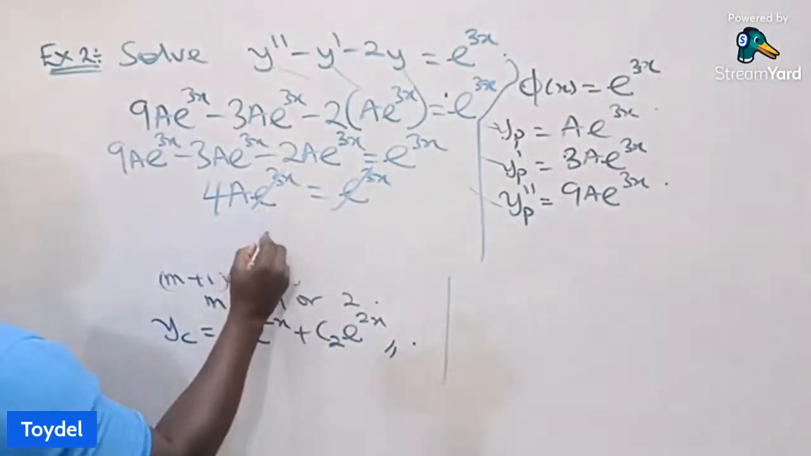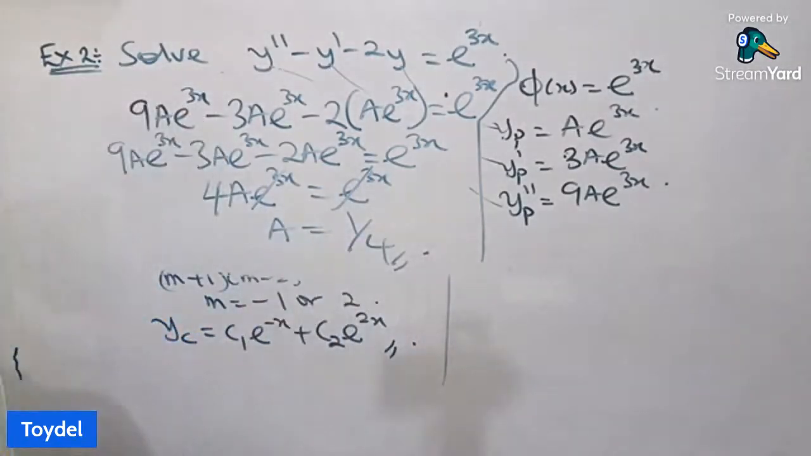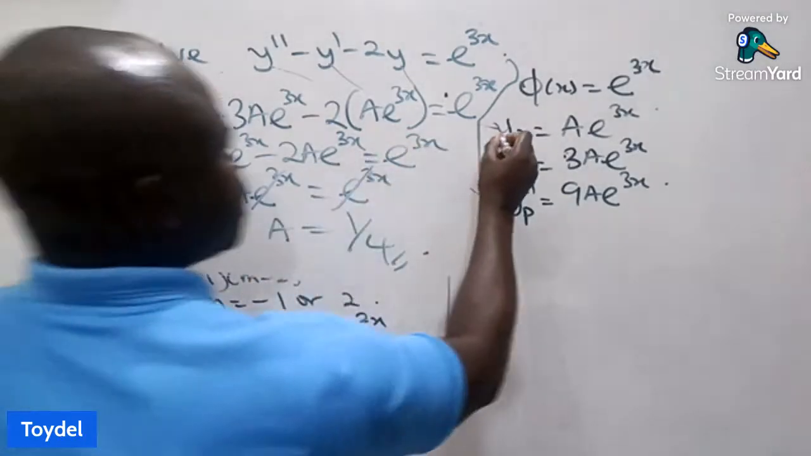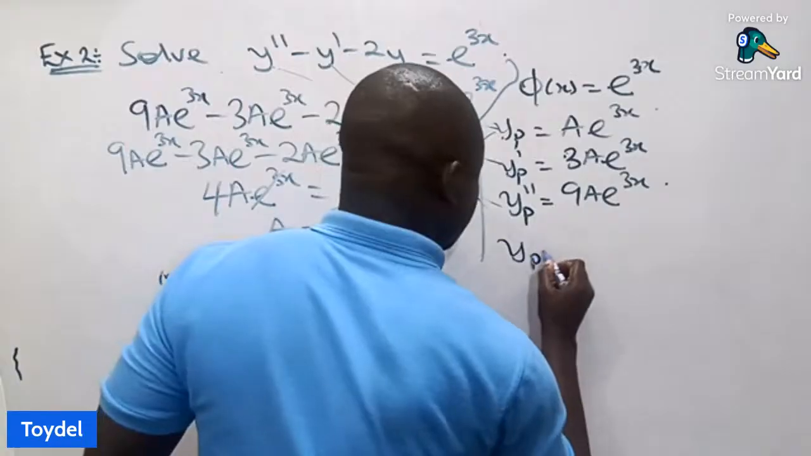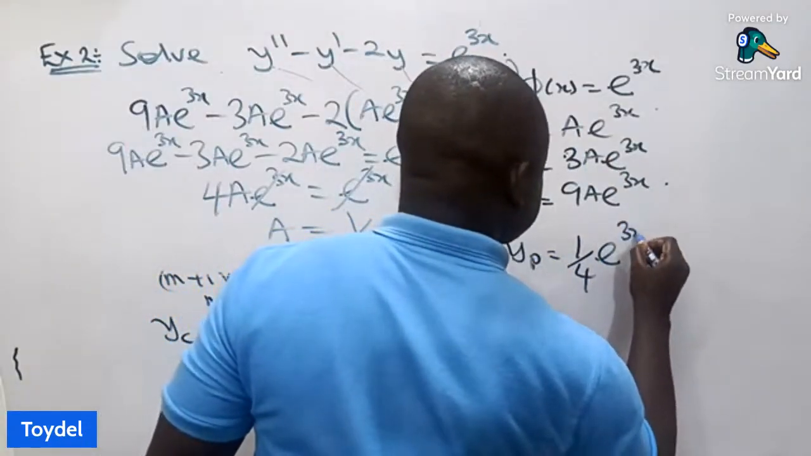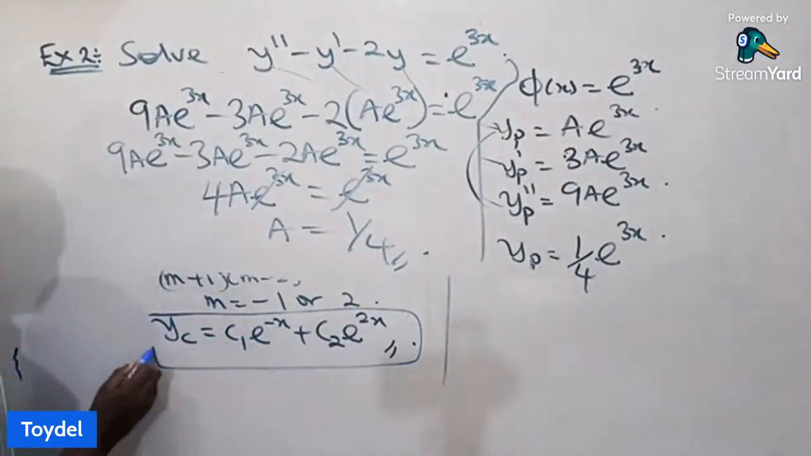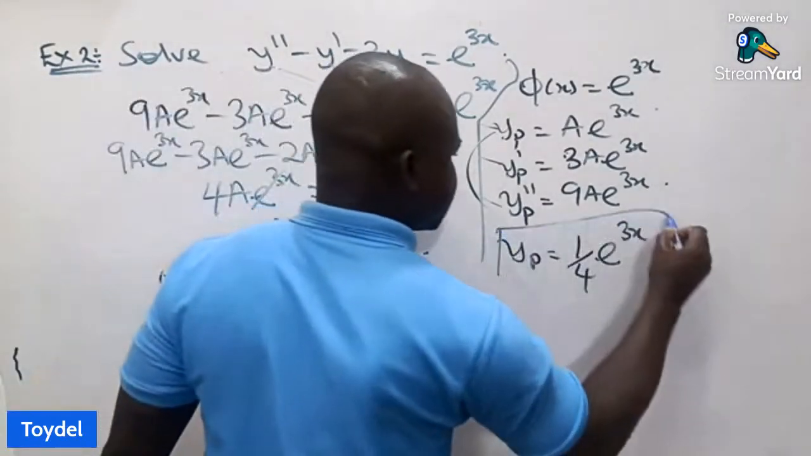This can take care of this. So a is equal to 1 all over 4. So if a is equal to 1 all over 4, then what will now be the value of the particular solution? So the particular solution yp will now be equal to what? A is 1 all over 4 exponential 3x. So this is the value of the complementary solution. This is the value of the particular solution.